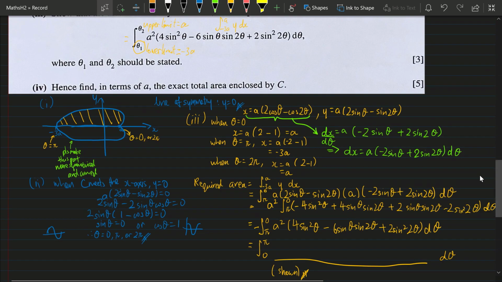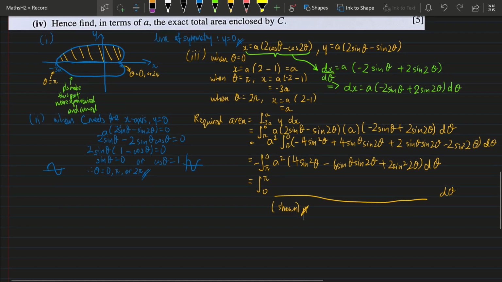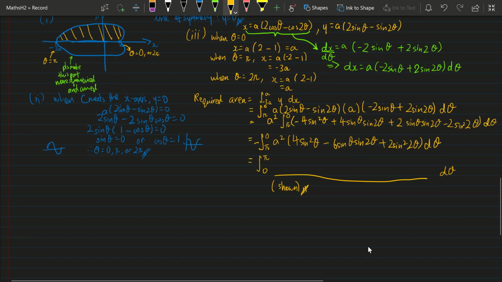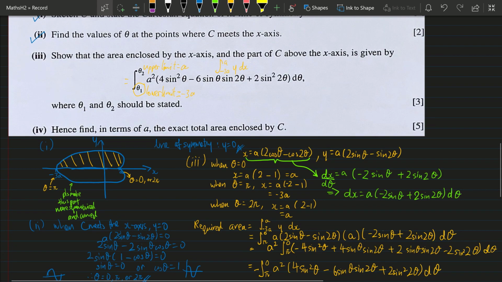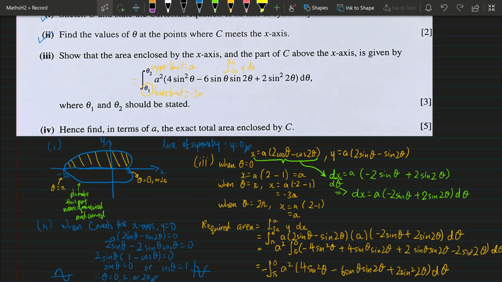So now, because we realize there is no negative in front here, that's why I know they required us to do the flip over the limits. So we're going to say therefore theta 1 is 0, theta 2 is pi. This is what is required. Okay, after that's done, that really took a while. Now we have a bigger challenge.